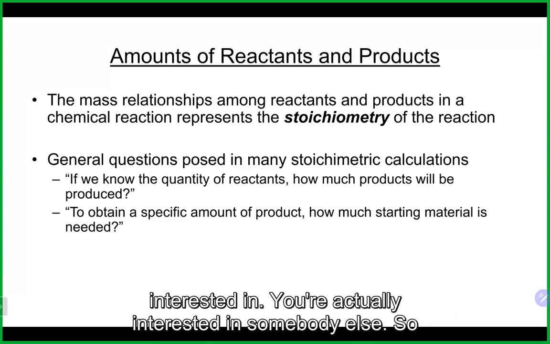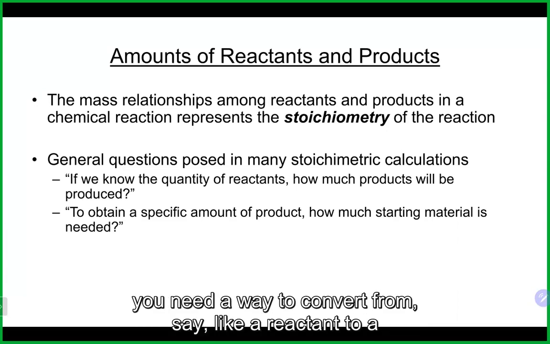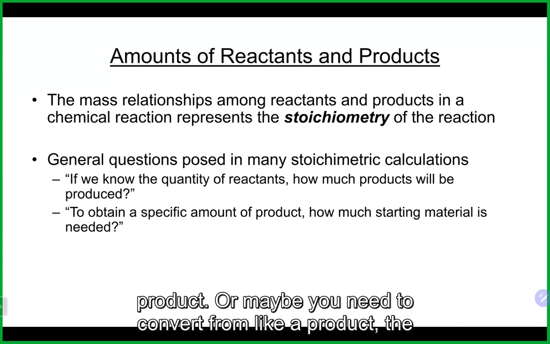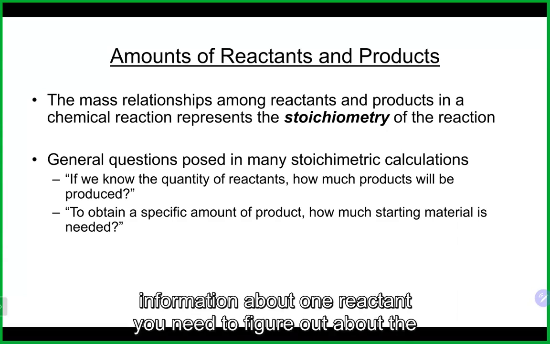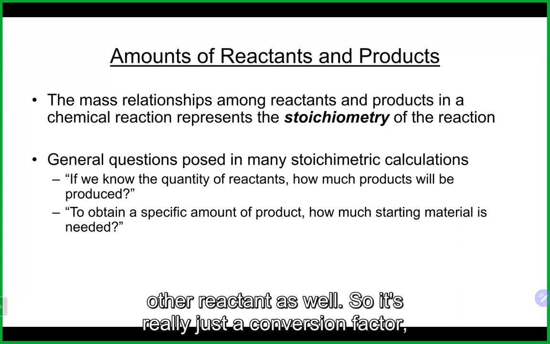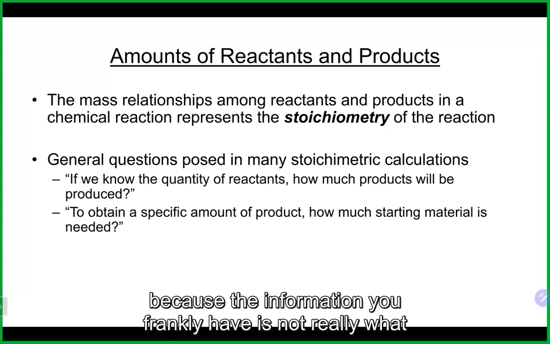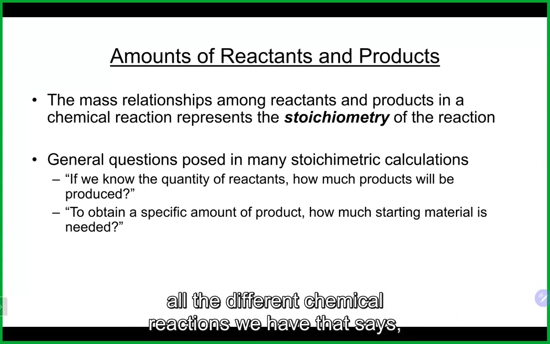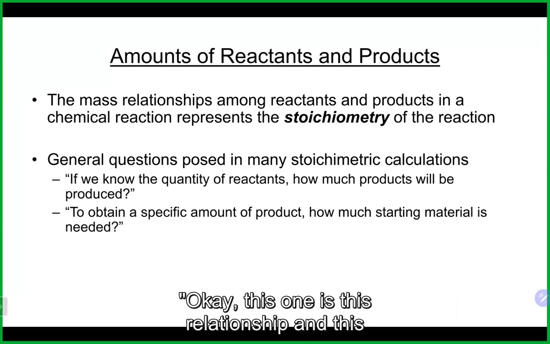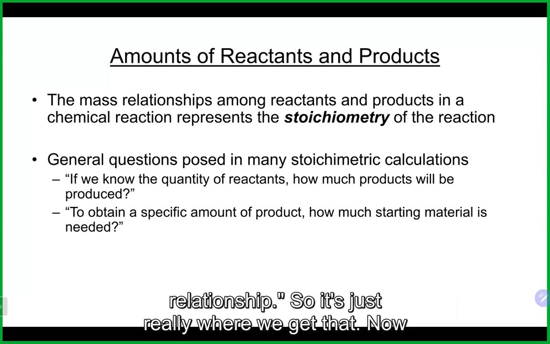You're actually interested in somebody else. So you need a way to convert from, say, a reactant to a product, or maybe you need to convert from a product, the information they gave you, to a reactant, or maybe they give you information about one reactant and you need to figure out about the other reactant as well. So it's really just a conversion factor, because the information you have is not really what you want, and you've got to get over there. And there's no book for all the different chemical reactions we have that says, okay, this one is this relationship and this relationship. So it's just really where we get that.